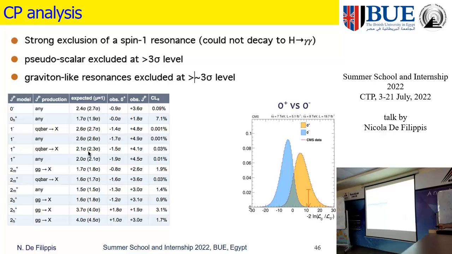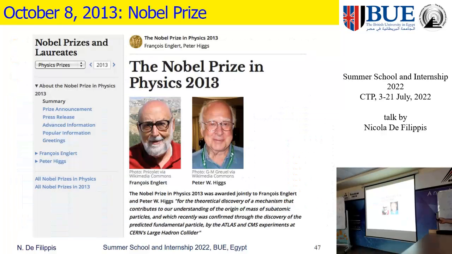Okay, so that was the first indication that really what we observed was exactly what Peter Higgs and Francois Englert were predicting. Because the Higgs boson from the electroweak spontaneous symmetry breaking came out with 0 plus spin parity. Okay. And that's why they got the Nobel Prize in 2013. Okay. With the explicit mention of the discovery with the Atlas and CMS experiments.